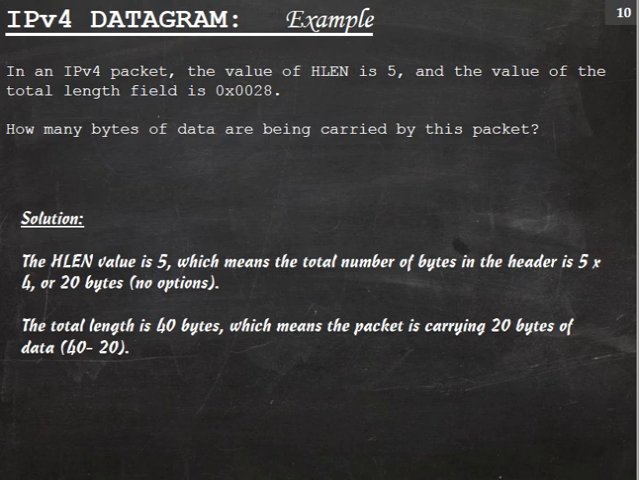So header length is 5. The total number of bytes in the header will be, we have to multiply it by 4. So it is 5 into 4, that is equal to 20 bytes. The total length is given as 40 bytes, that is in turn 28 in hexadecimal, which means the packet is carrying 20 bytes of data. That is, 40 as the total length minus 20 as the header length. So 40 minus 20 is equal to 20. So 20 bytes is the data that the packet is carrying.